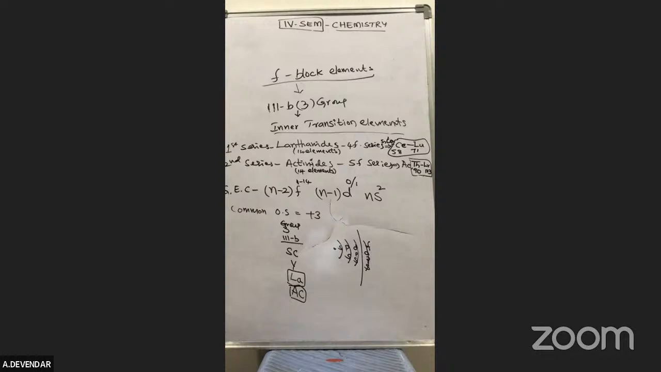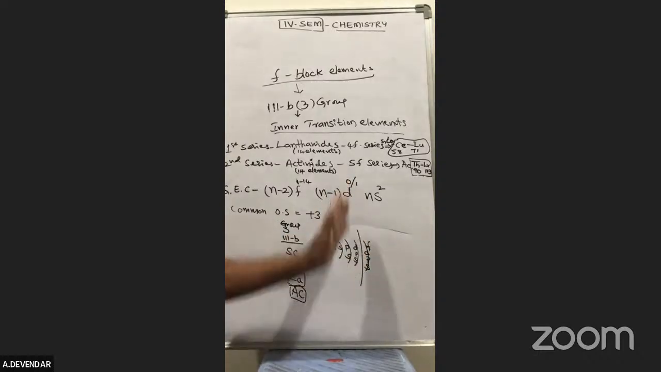What do you mean by the lanthanide contraction? Actually, in any group, the size increases from top to bottom. That is the rule. That is a property of the periodic table. But here what happened? When the electrons entered the 4f orbitals, that 4f block acts as a shield for the remaining other electrons. It can act as a shield or screen.